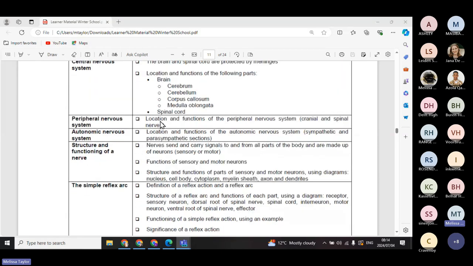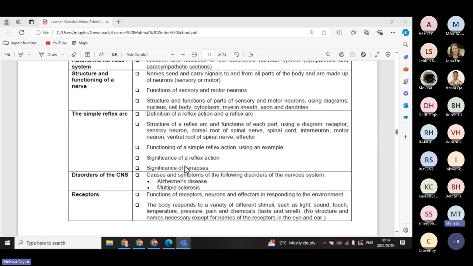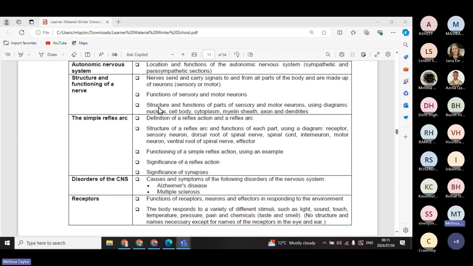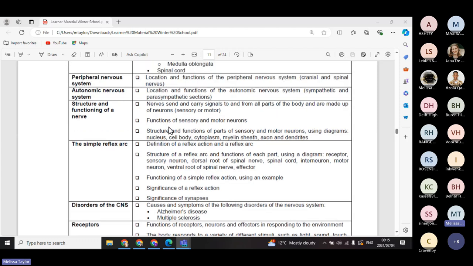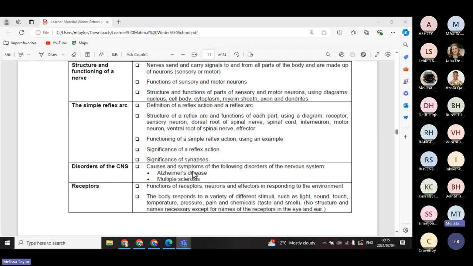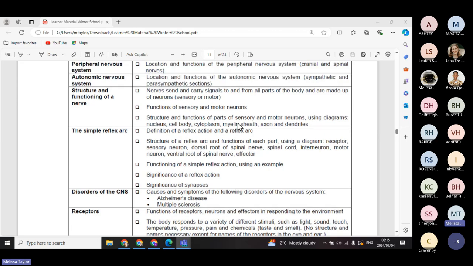Then the peripheral nervous system is all of the nerves that come off from that central nervous system. And in the exam guidelines, it seems like these are two different things, but really this autonomic nervous system fits under the peripheral nervous system. So it is part of the peripheral nervous system. And then we've got the structure and functioning of a nerve. So you need to know about sensory and motor neurons and what they do and how a reflex arc works. We will go through that today with some revision and some questions. Please note that within your exam guidelines, it tells you which labels you would have to know for a diagram. So some notes and textbooks have extra labels on their diagrams, which is fine, but these are the ones they want you to focus on, and these are the ones they would ask you about.